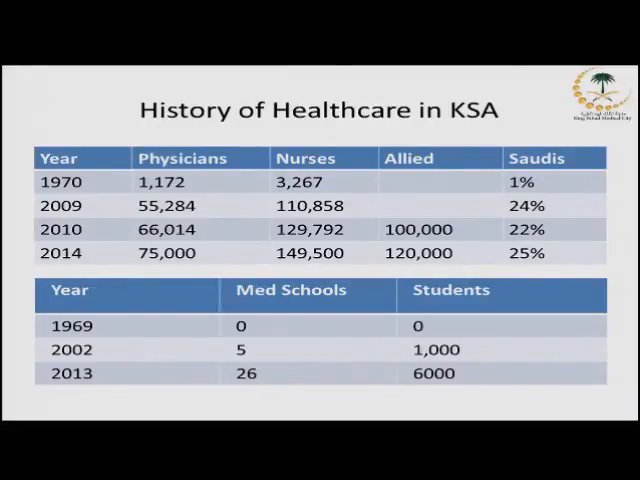And if you look at the number of physicians, we're talking about 1,100 physicians back in 1970 and 75,000 physicians today. The majority of those, 75%, are expatriates. The medical schools have grown from 0 back in 1970 to 26 today, with about 6,000 graduates per year and a severe shortage in training seats. So we cannot train everybody that graduates from medical school today. We can only take about 30% of the graduates. Again, how can we convert that challenge into an opportunity?